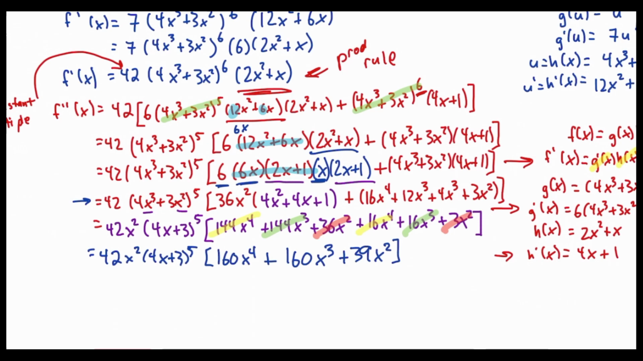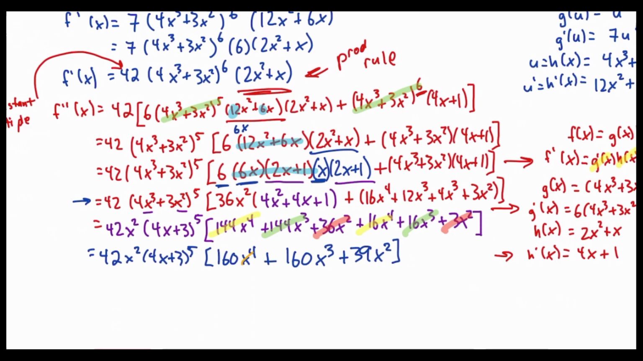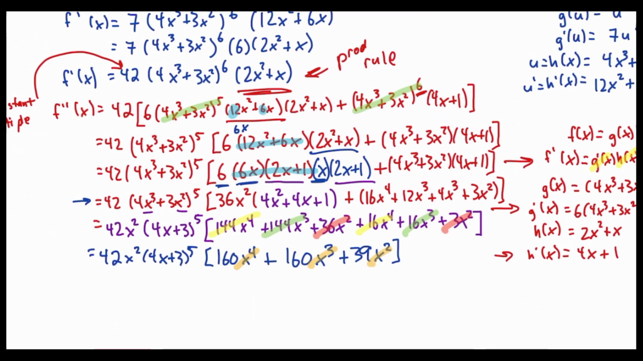Almost done. Are there any additional greatest common factors we can pull out? Well, yes. I can pull out some of my x's here. So let's try this once again. So we're going to have 42x squared (4x plus 3) to the power of 5. We're going to pull out x squared, and we're going to be left with 160x squared plus 160x plus 39.